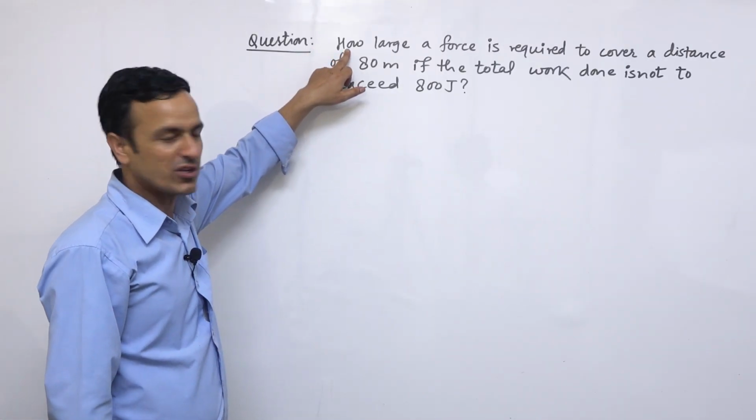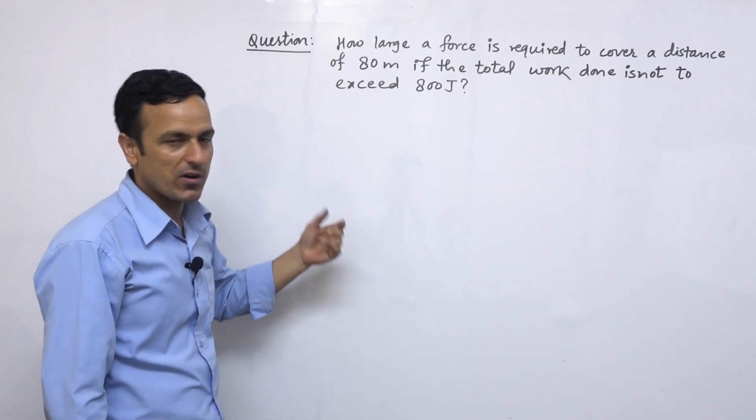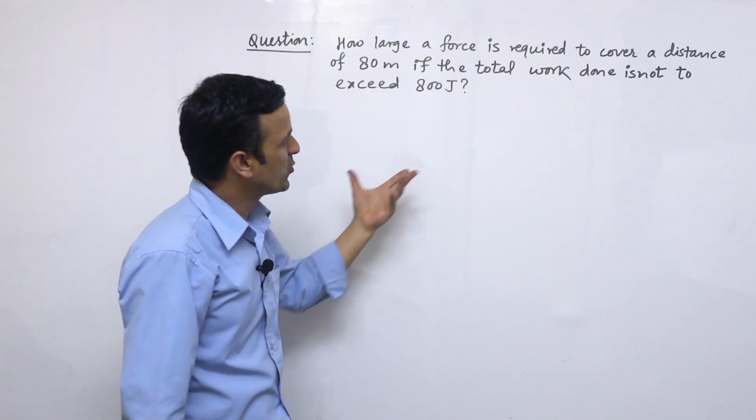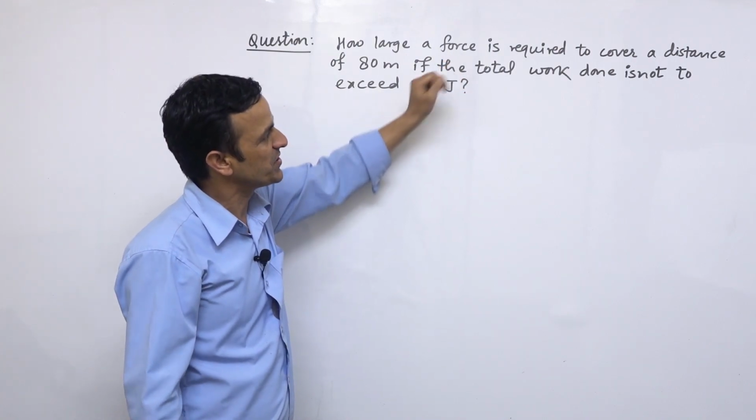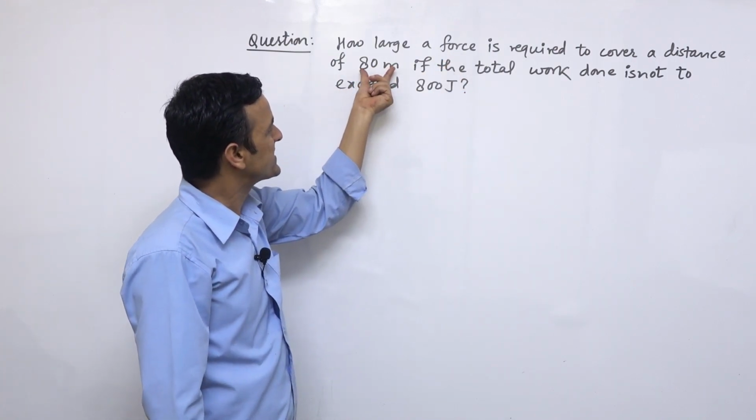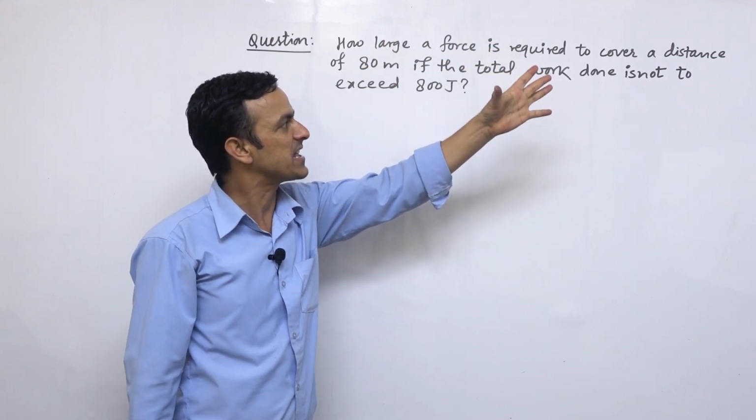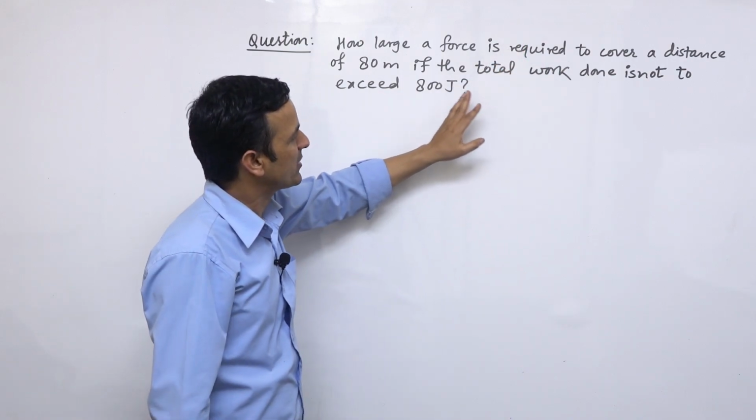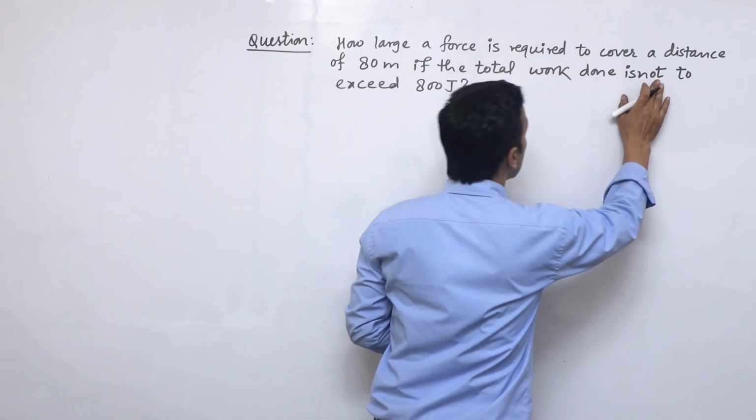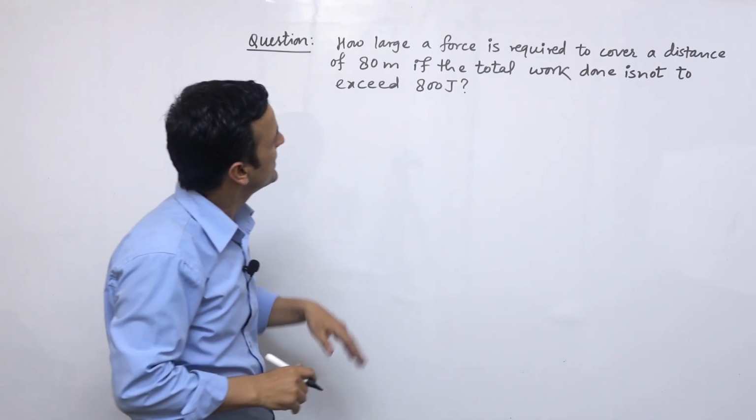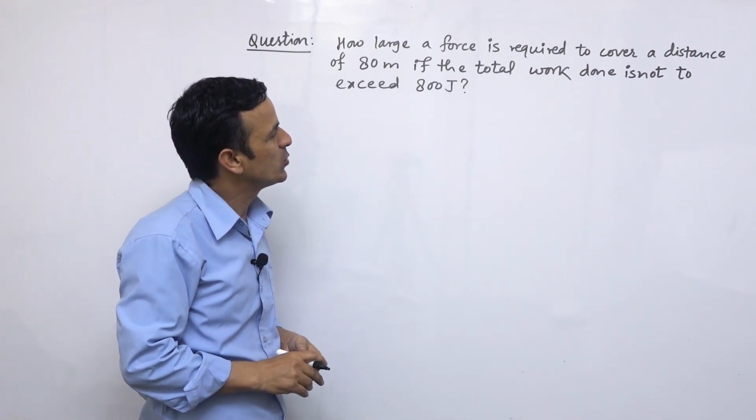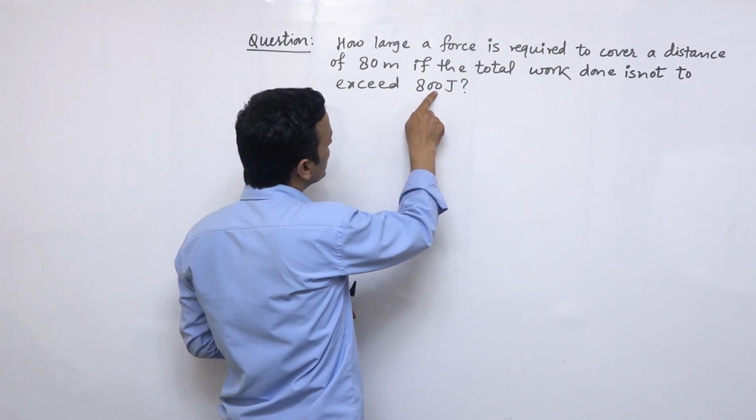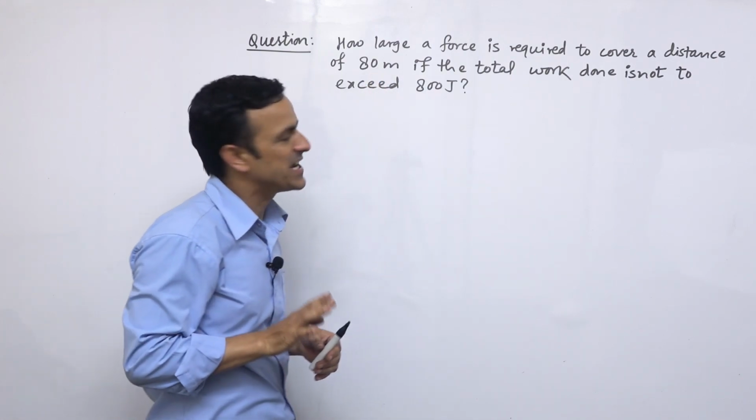Now we have this question, another question. So first of all, understand the question. How large a force is required, what force is required? Force find गर्नुपर्ने छ यो क्वेशनमा. Which covers the distance 80 meter. 80 meter को distance cover गर्नको लागि र 800 joule भन्दा बढी को वर्क हामीलाई गर्नु छैन. 800 joule सम्मको हामीलाई वर्क डन गर्नु छ भने कति फोर्स अप्लाई गर्नुपर्छ? So how much force is applied to make this work done which covers this distance 80 meter?